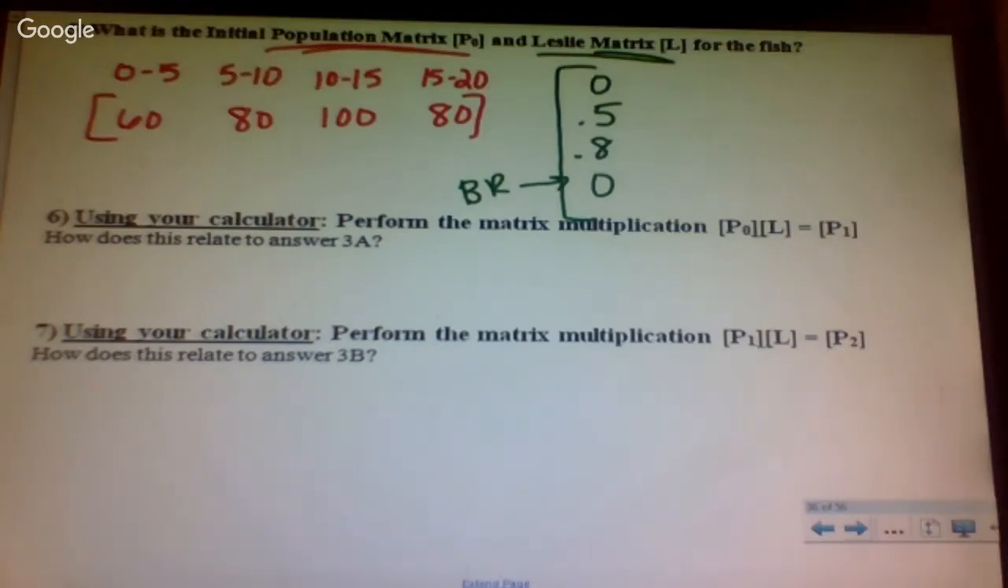It's the survival rates that are going to cause you issues, so you have to be very, very careful when we do this. This column represents 0 to 5, 5 to 10, 10 to 15, and 15 to 20. In this second column, we're talking about survival rates. According to my chart, 0.6 of my 0 to 5 survive. We want to do that as a separate entity, so everything else is going to be a 0.